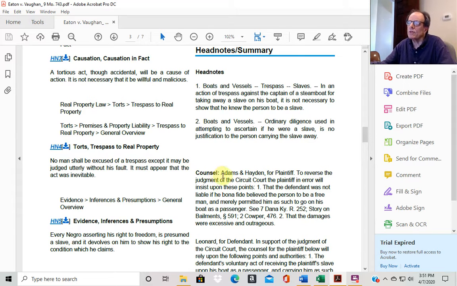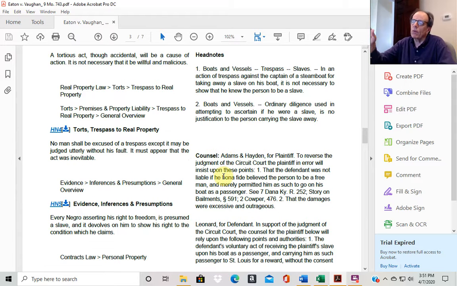Well, one of the things you can do is look for where it says counsel, Adams and Hayden for plaintiff to reverse the judgment. So here we have in the appellate court, the plaintiff is Eaton. He's pleading to the Supreme Court to reverse the lower court decision. And you can see very quickly, they've really only got one point that they bring up, and that is this number one.